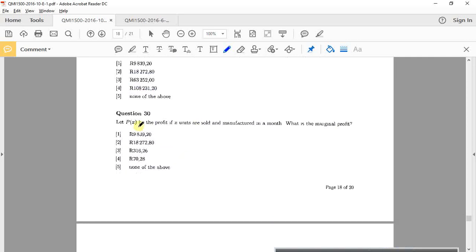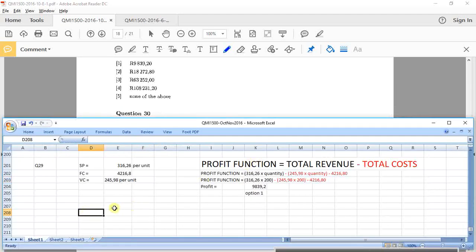Question 3. Let P(x) be the profit if x units are sold and manufactured in a month. What is the marginal profit? Marginal means get the derivative. The profit function equals 316,26x minus 245,98x minus 4216,80. That's the profit function.